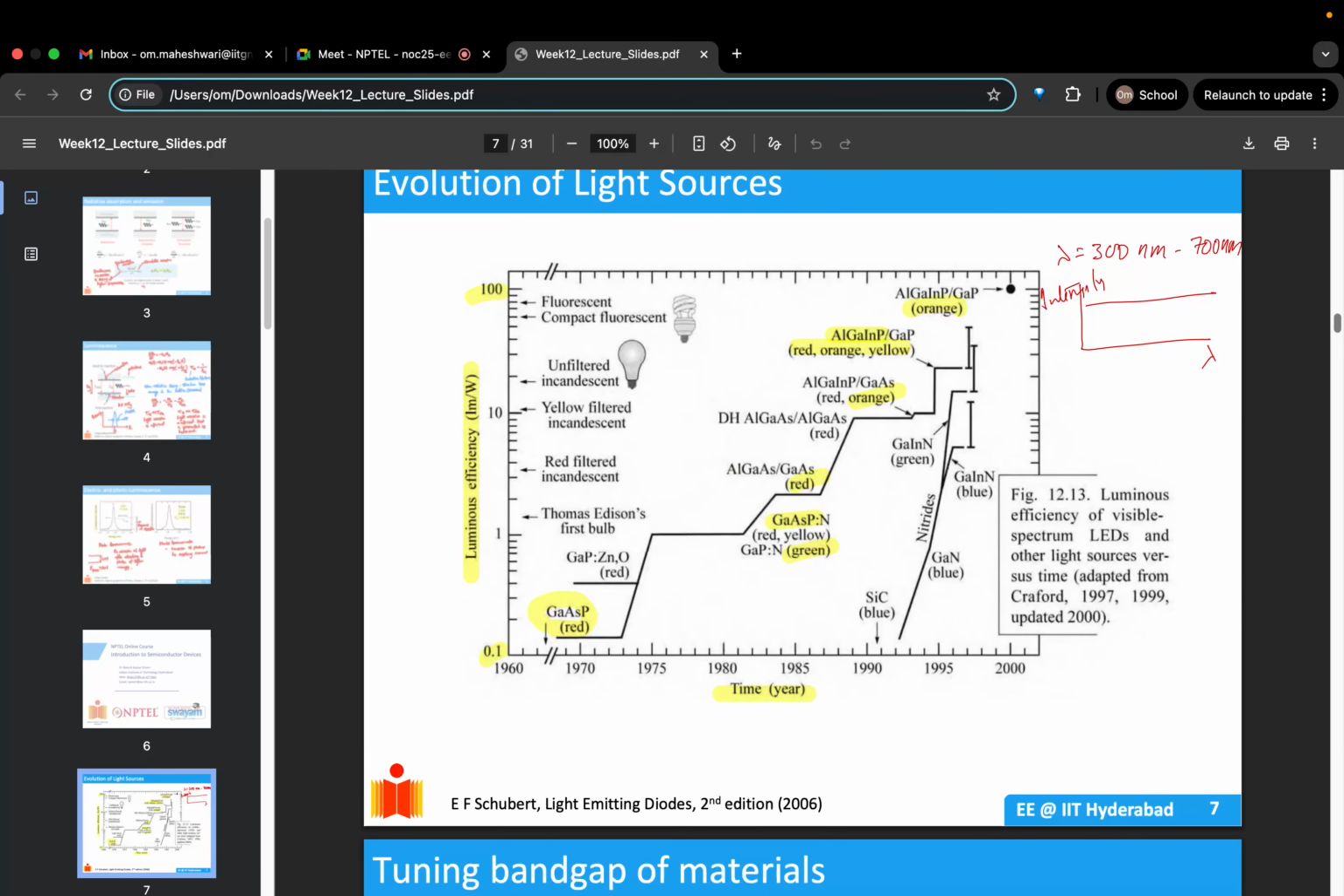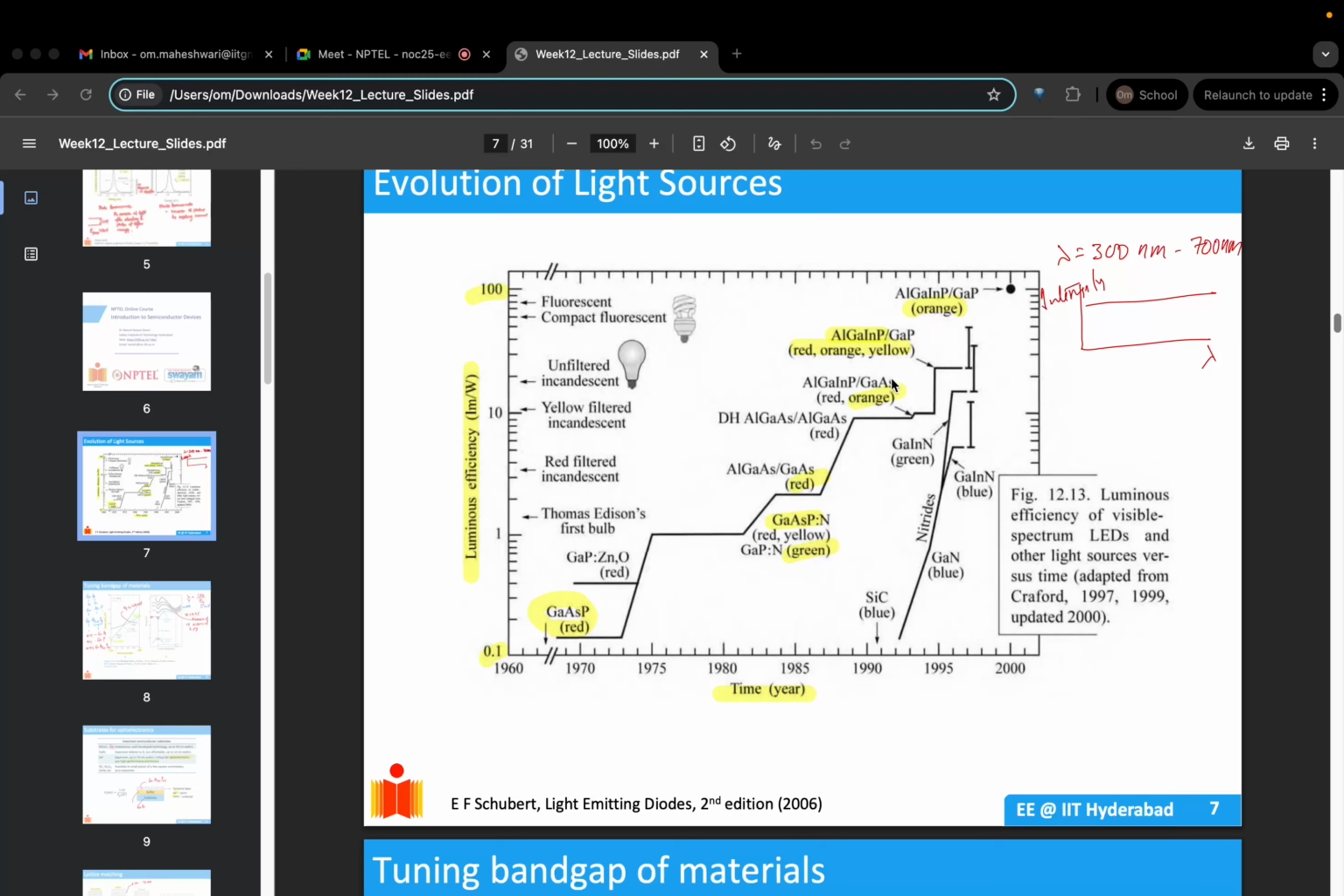So we have various different kinds of light sources throughout our history. It shows fluorescent lamps, incandescent filaments, yellow filtered, red, different colored bulbs, and then LEDs, the red, green, orange, yellow, all of which have different materials.